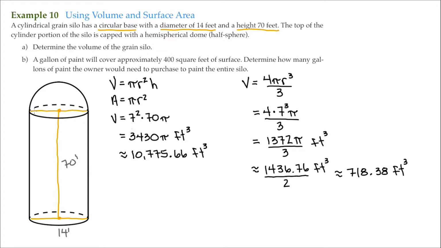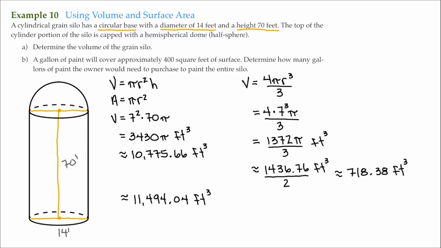So the volume of our hemispherical dome, of the silo, is 718.38 cubic feet. So if I want to know what is the volume for the entire silo, I add the volume of the cylindrical part, that's 10,775.66 cubic feet, add that to the 718.38 cubic feet, and we come up with a total of around 11,494.04 cubic feet.